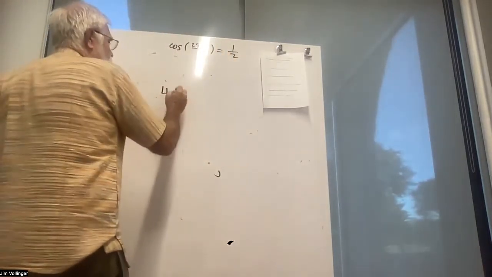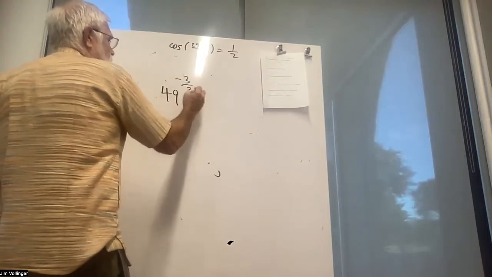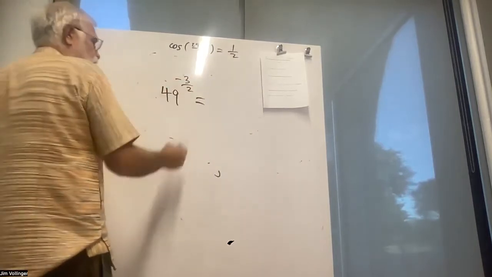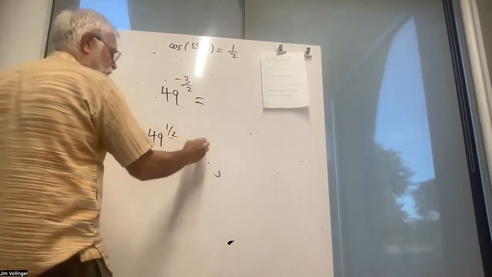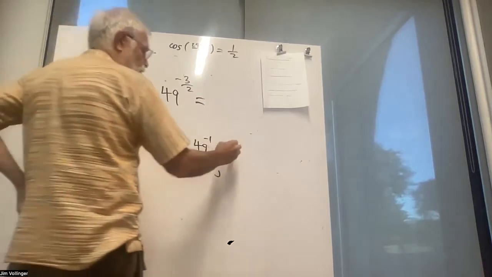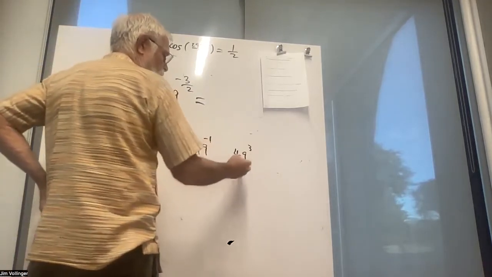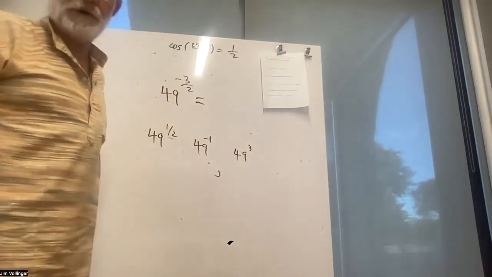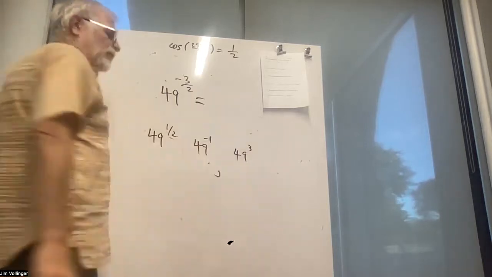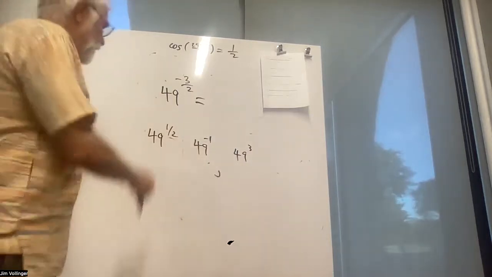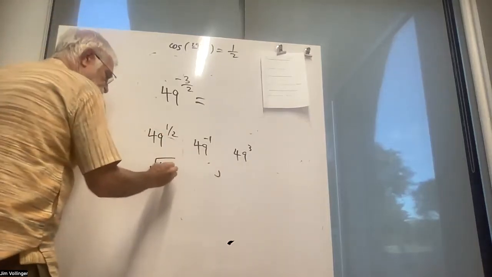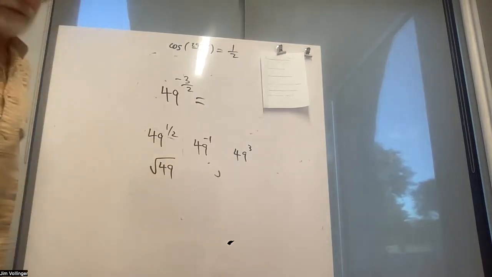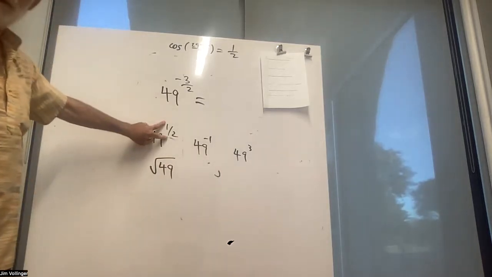All right, so the next one, 49 to the -3/2. Maybe you can just do it in your head now. Okay, what's that operation? Well, there's 3 things I'm going to do. I can do 49 to the 1/2. I can do 49 to the -1. I can do 49 cubed. I do not want to do 49 times 49 times 49. I do not want to create the fraction 1 over 49. I think I will do 49 to the 1/2, which I hope you understand is the square root of 49 written differently.